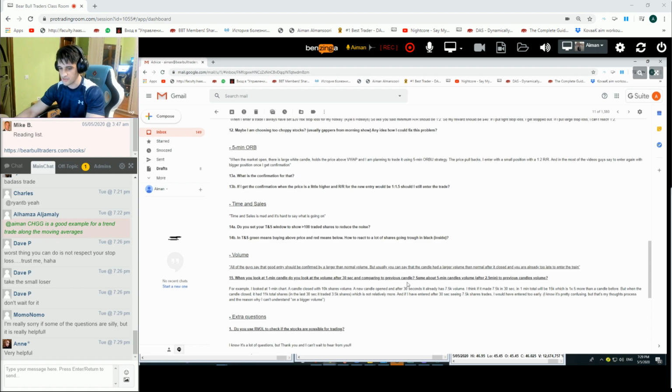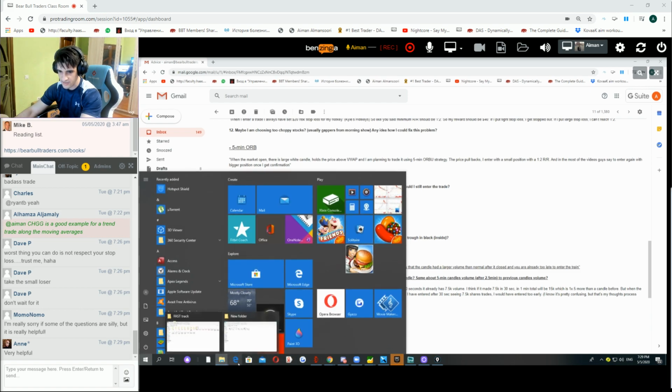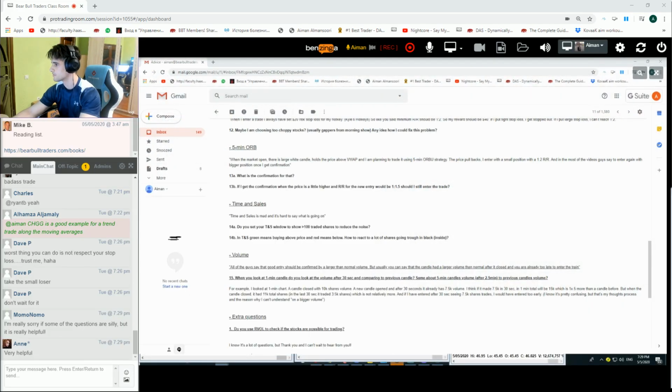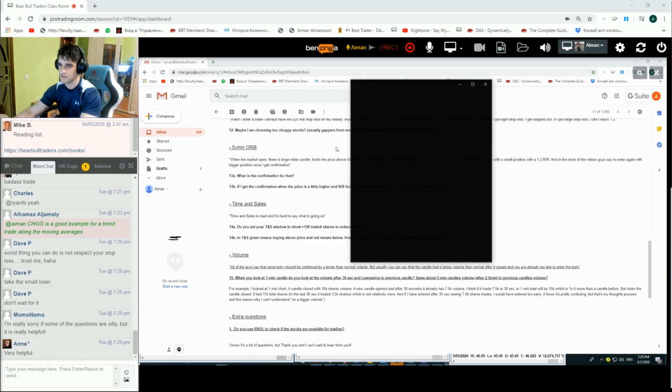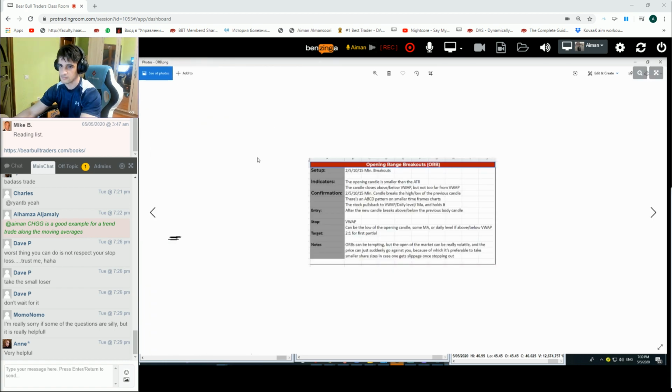What is the confirmation for that? I will share something with you right now. The confirmation is your playbook. For me, for example, the open range breakout candle should be smaller than the average true range. The candle closes above or below VWAP, but not so far from VWAP.